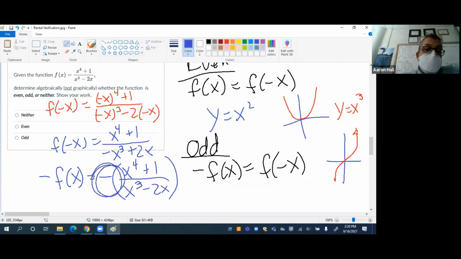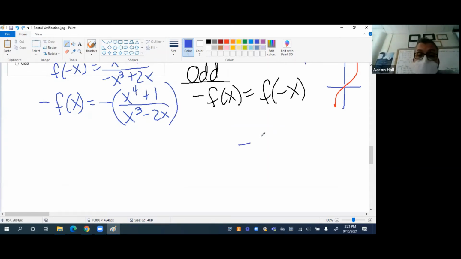What do I do with this negative here? Where do I distribute it? Do I distribute it through the numerator? Do I distribute it through the denominator, or do I distribute it through both? To both? All right, so what would that mean if I distributed to both?